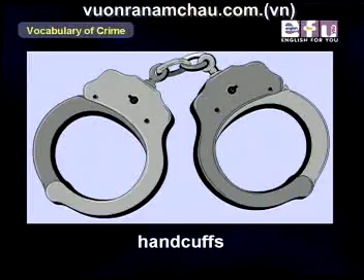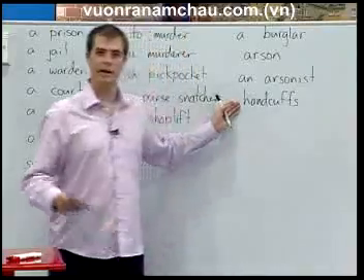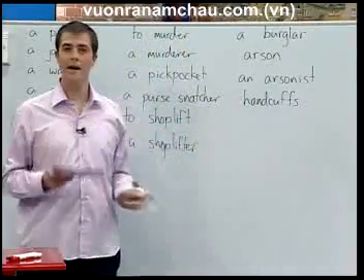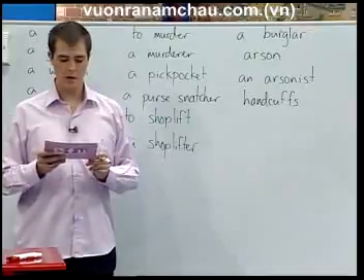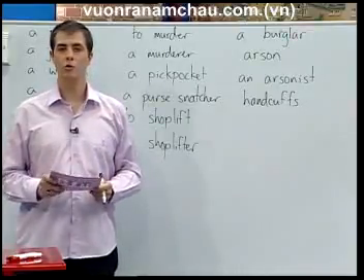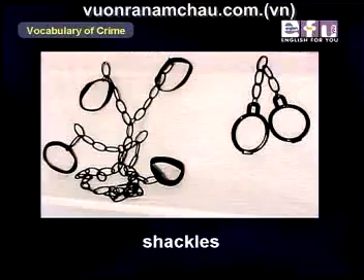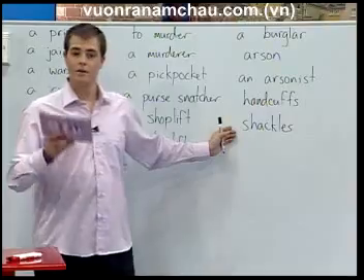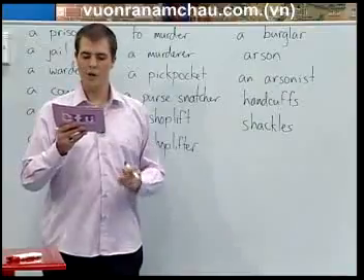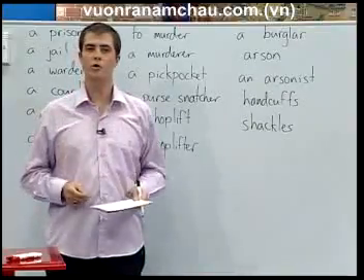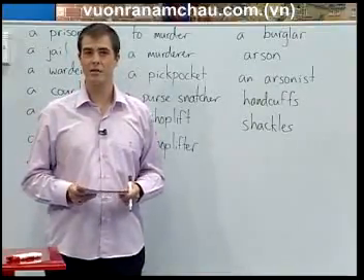Three more. Handcuffs. Handcuffs are a pair of metal rings joined by a chain used for holding a prisoner's wrists together. Shackles. Shackles are metal rings joined by a chain, and they're used for fastening a prisoner's feet or hands.